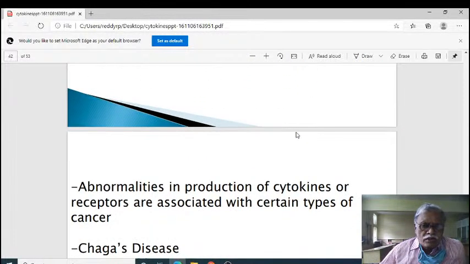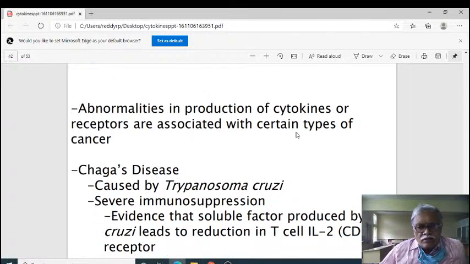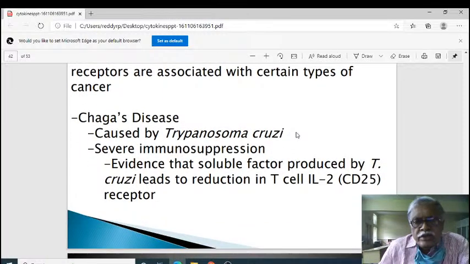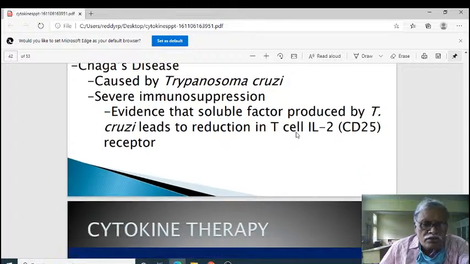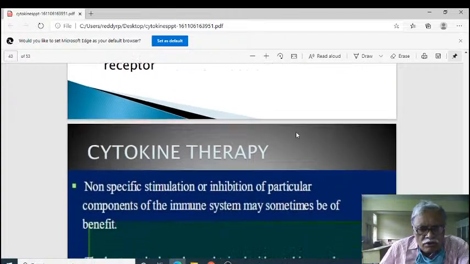Symptoms similar to that of sepsis occur, and abnormalities in the action of cytokines or receptors are also associated with certain types of cancer. Chagas disease, caused by Trypanosoma cruzi, shows severe immunosuppression, and there is evidence that a soluble factor produced by T. cruzi leads to reduction in T cell interleukin 2 and CD25 receptor.